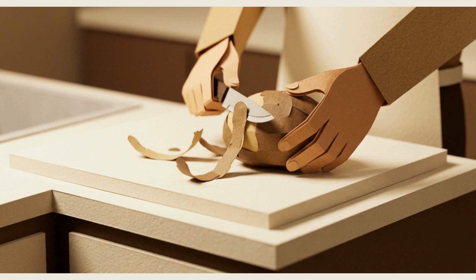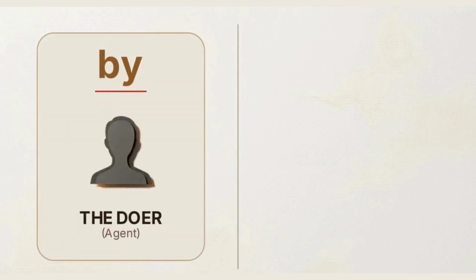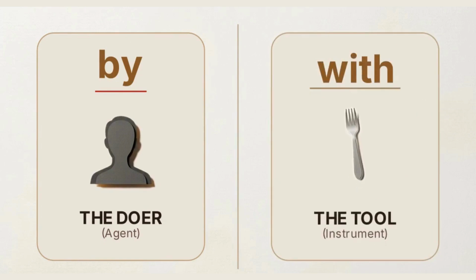Next, we need to determine who performed the action and what they used to do it. The word by shows us the doer. It points directly to the person or animal that actually carried out the action. On the other side, with shows us the tool. It identifies the object the doer used to reach their goal.